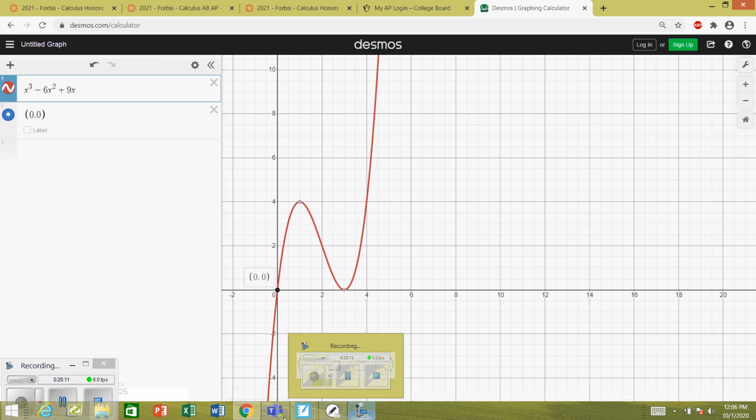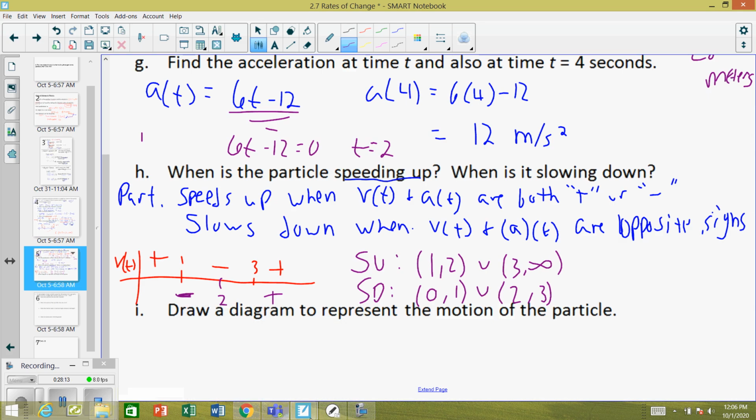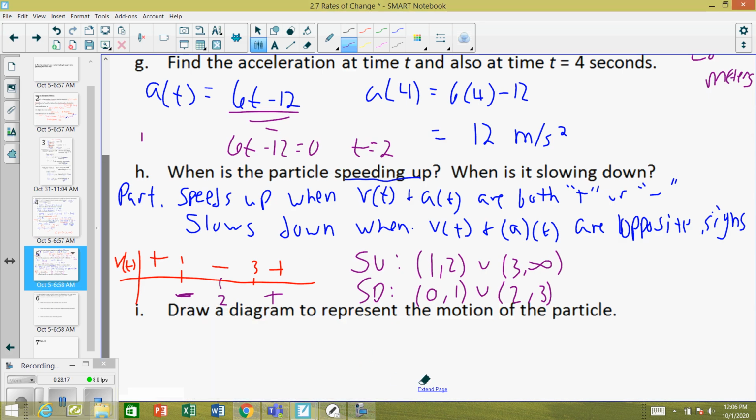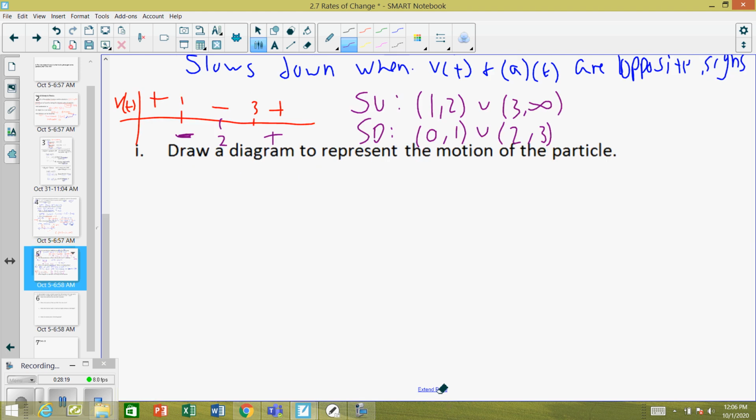All right, I'm at 28 minutes. I got one question left. Let's get it done before the 30-minute mark. We'll be set. Draw a diagram to represent the motion of the particle. Oh, this isn't bad. This is just a conceptual problem to help us understand it.